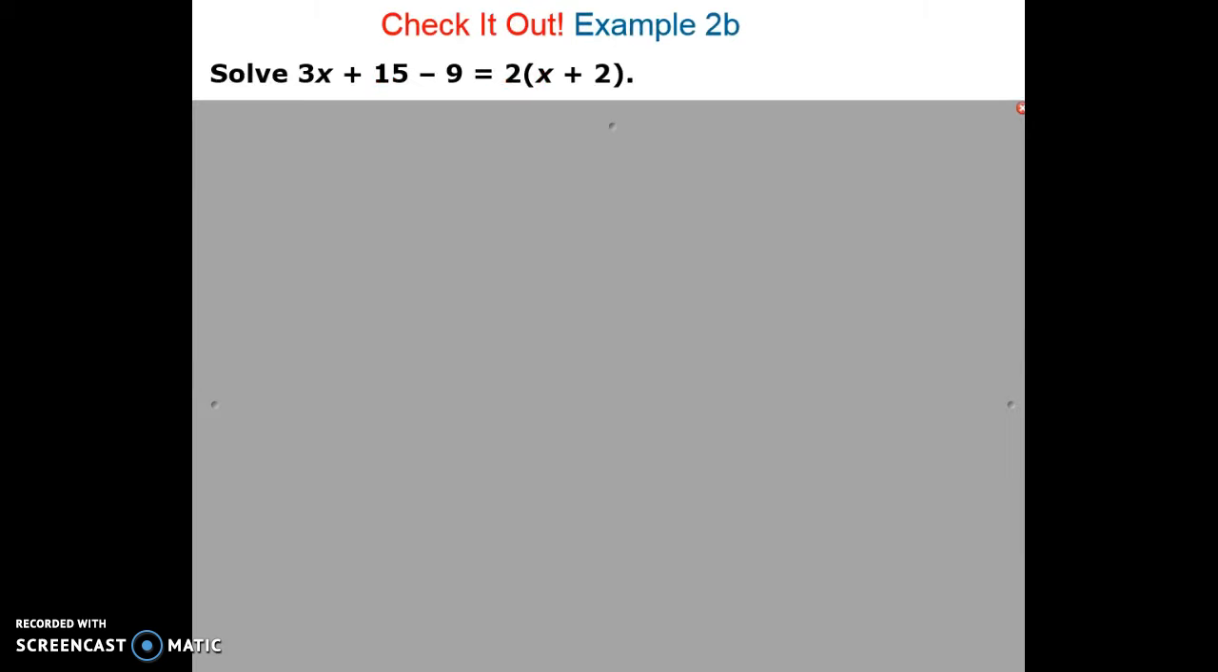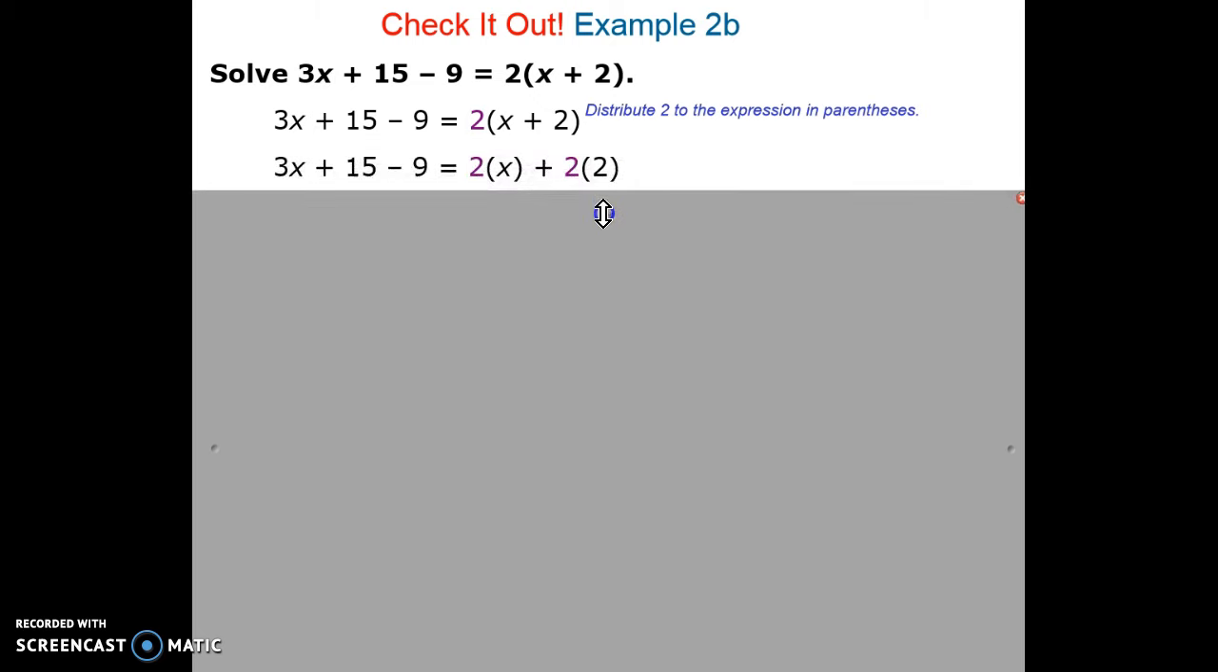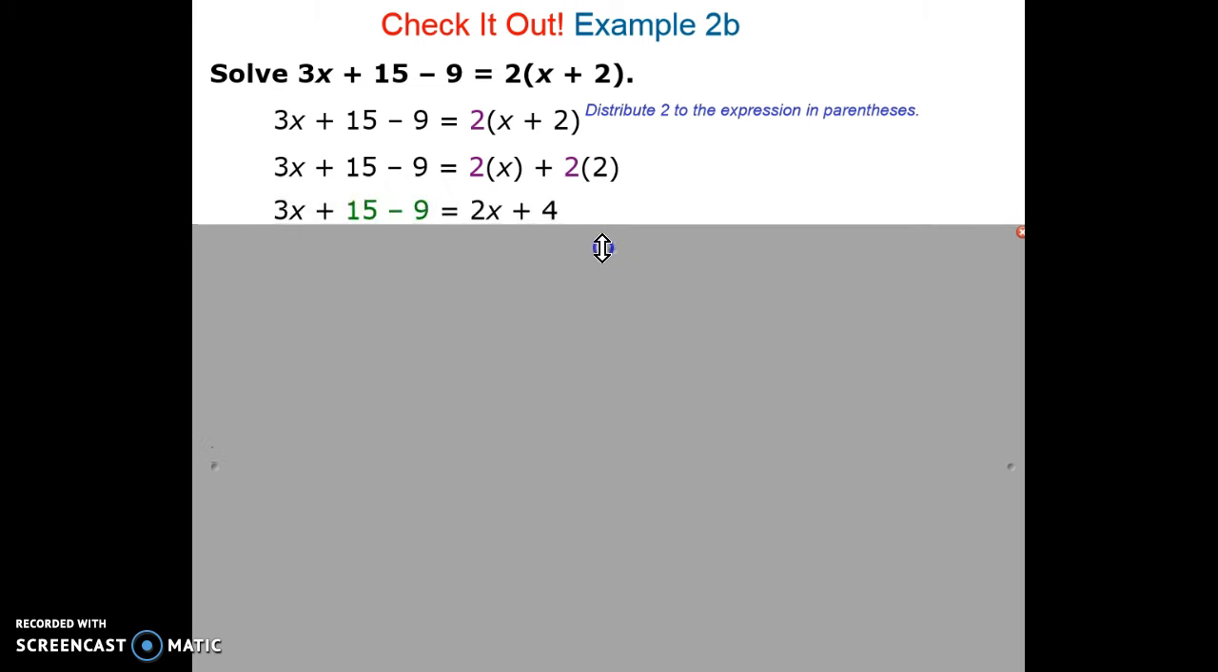Now, I'd like you to try this problem. Check it out. It's example 2b. Again, I'm sort of following along with your book, but go ahead, pause the video, try this one, and let's see what you get. All right, welcome back. By now, you should have said, hey, we first have to distribute this 2 to both the x and the positive 2. When we do that, we get 2x and we get a 4.